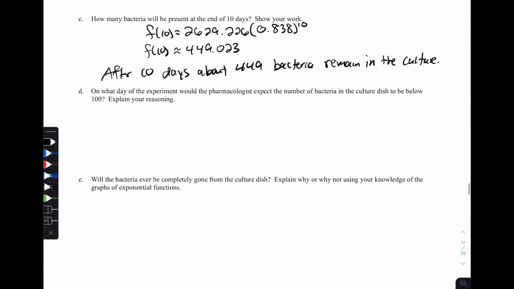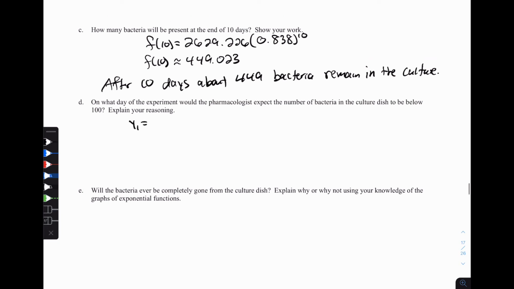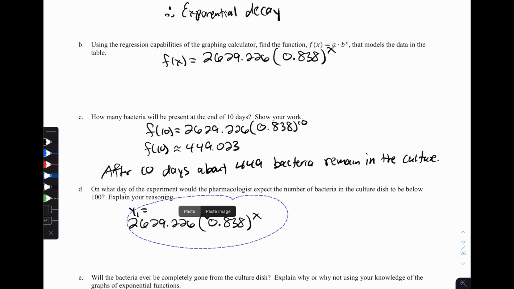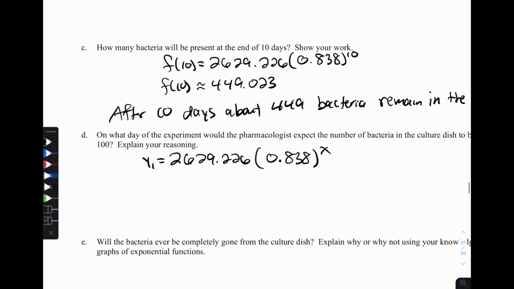D, on what day of the experiment would the pharmacologist expect the number of bacteria in the culture to be below 100? Explain your reasoning. We should already have in Y1 this function. Just put it in there for you because we asked our calculator to. If you don't have it in there, put it in. Then you'd want to put into your calculator y2 as 100.